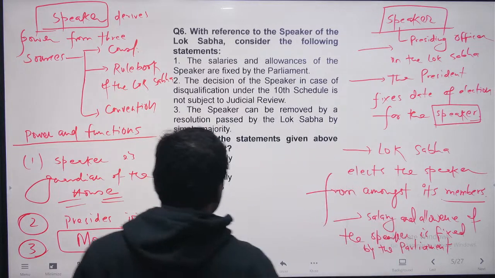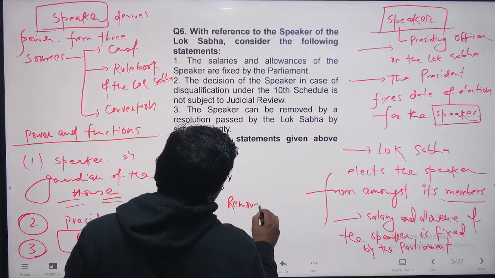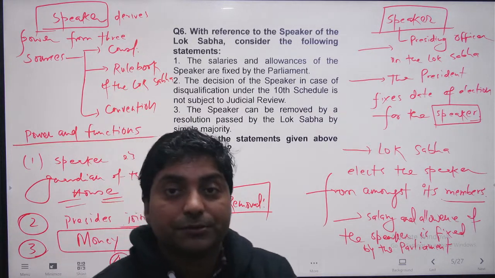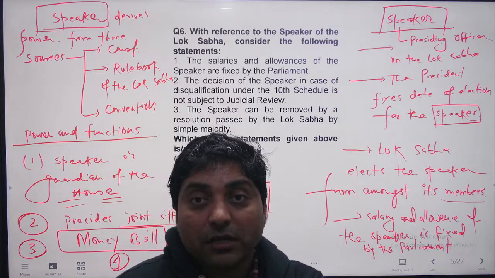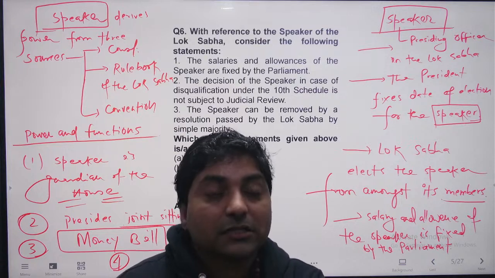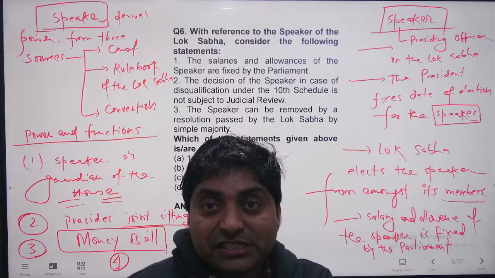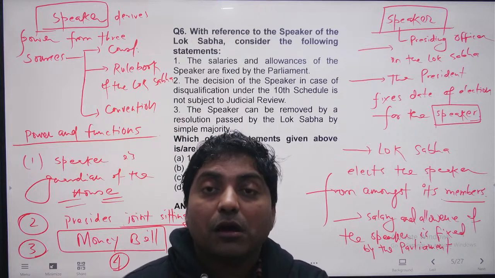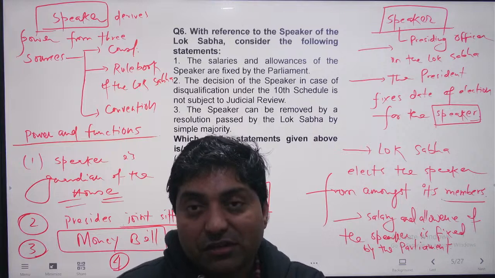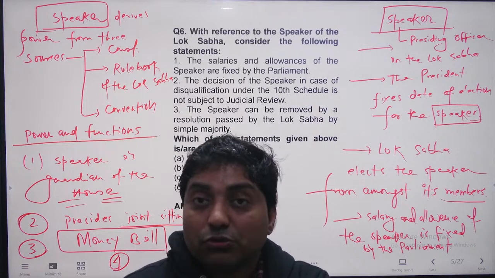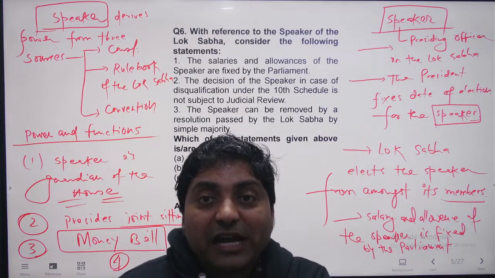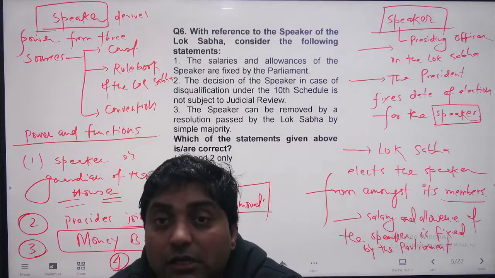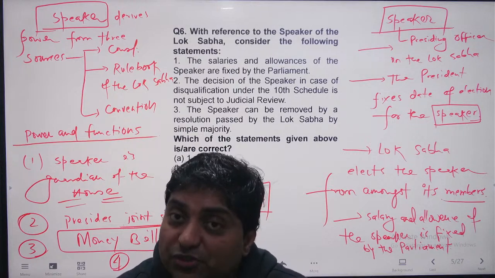Let me talk about removal. How can the Speaker be removed? The Speaker can be removed by the Lok Sabha itself, through a special resolution, but the Speaker should be informed 14 days before. When the resolution is under consideration, the Speaker will not preside during that time. Who will preside while that resolution is going on in Parliament? It is the Deputy Speaker. The Deputy Speaker will preside during that time.